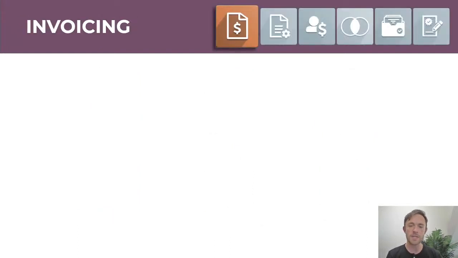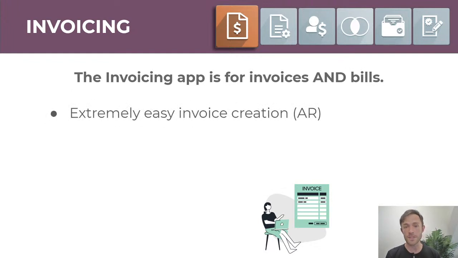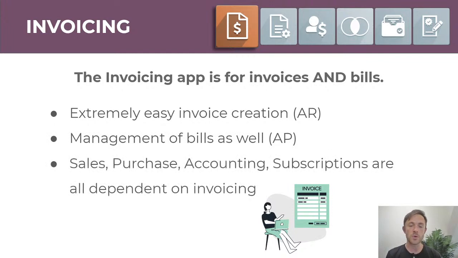The Invoicing app is for both invoices and bills. Making your first invoice, I'd say, is extremely easy to do. It's really intuitive. You can create them, you can send them out, and then you can apply payments to them, either partial or full payments. And same goes for bill management, so when you're paying things too. It's also important to highlight that in Odoo, many apps require the Invoicing app in order to function. So it's kind of a core prerequisite.